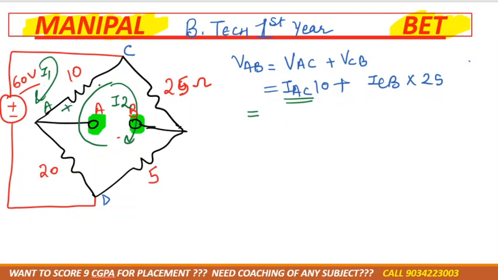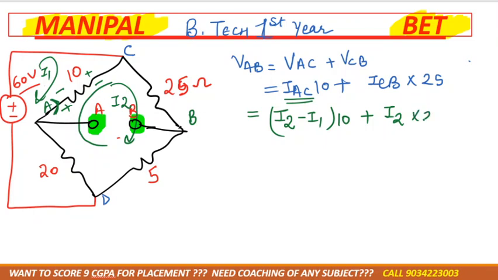So from this side, I1 is flowing from this side, I2 is flowing. Now the question is positive or negative, right? You are moving from A to C. Which current is moving with you? I2 is moving or I1 is moving with you? I2. So the current which is moving with you, obviously that is positive, and the current which is moving opposite to you, that would be negative. Multiplied by 10. ICB, is it a single branch or a double branch? So it would be I2 into 25.